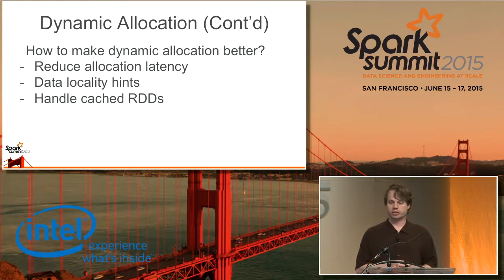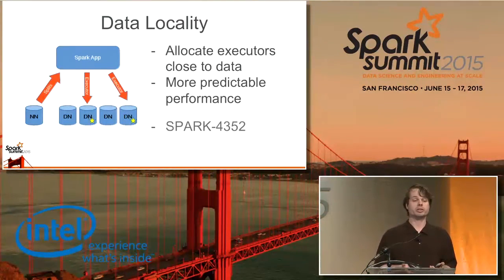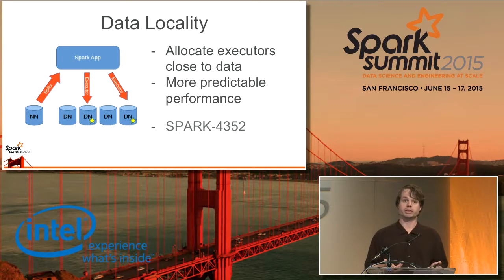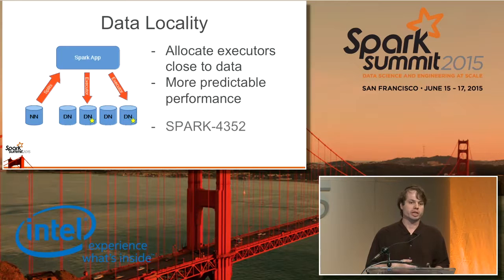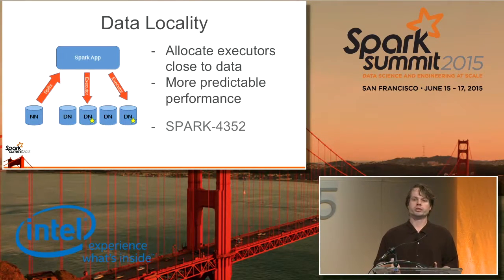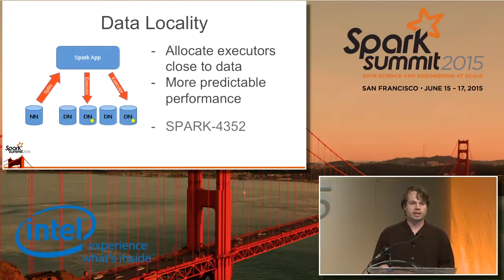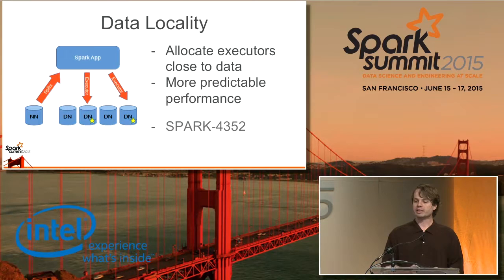We're going to go into a little more detail about data locality because it's important. Right now, the dynamic allocation backend in Spark has no idea about data locality. It's just going to ask Yarn for an executor wherever it is. So what you really want is for the new executors to go where the data that the tasks you want to execute is. In the end, this gives you a lot more predictable performance.